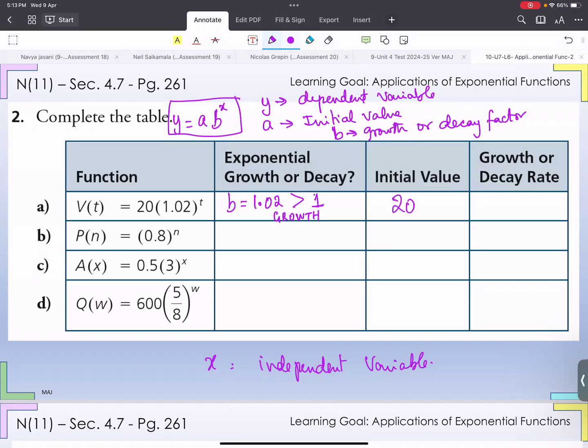The growth or decay rate. So this is probably going to be a little confusing for some of you, so pause and think for a few seconds. Actually, the b value is 1.02, which is 1 plus 0.02, right? That 0.02 is coming from where? It's coming from 2 divided by 100. So that is 2% growth. Okay, so the rate is 2% growth.